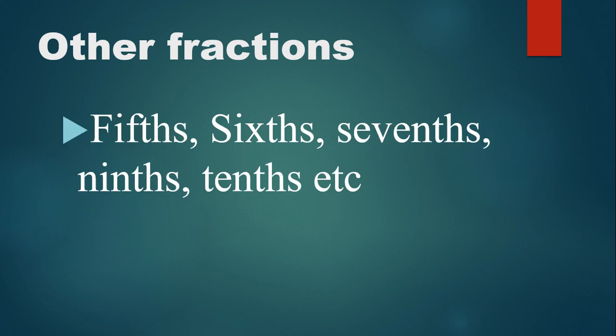Now, what about other fractions? What if a denominator of 5? They are called fifths. 6, sixths. If it is 7, it's sevenths. If it's 8, it's eighths. Ninths, tenths, 11ths, 12ths, 13ths, 20ths, 30ths, 40ths, hundredths, thousandths, millionth, billionth, trillionth. It's not hard at all. Once you know that, you can name any fraction.